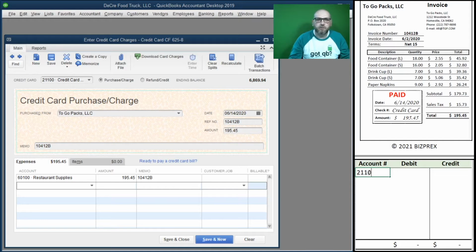We're buying it with a credit card, so our liabilities go up. Our liabilities go up when we credit them. What else is happening? Our expenses go up, right? Expenses go up when we debit them. All right, so again, we're good to go here.